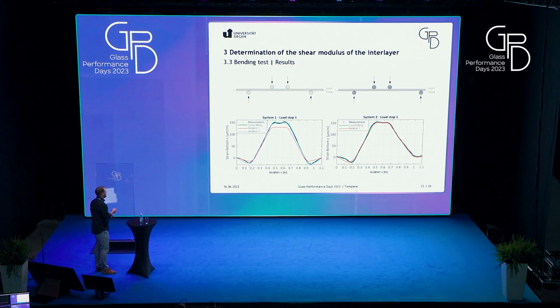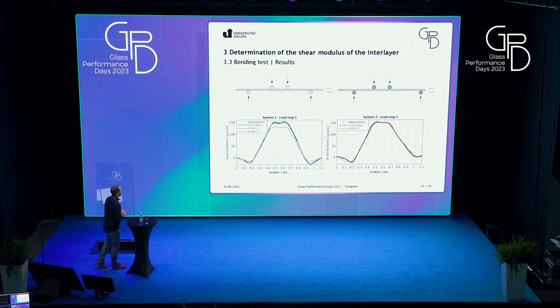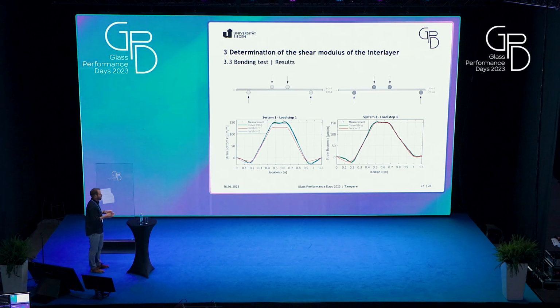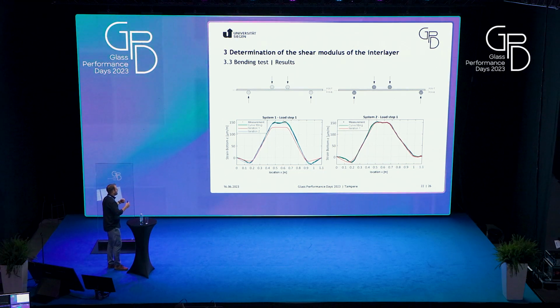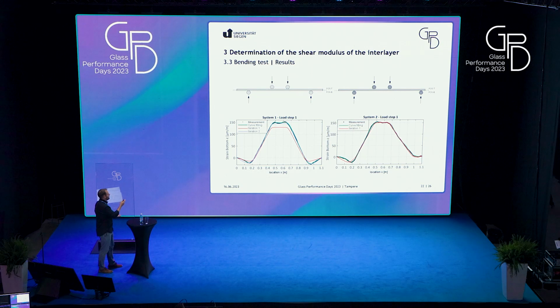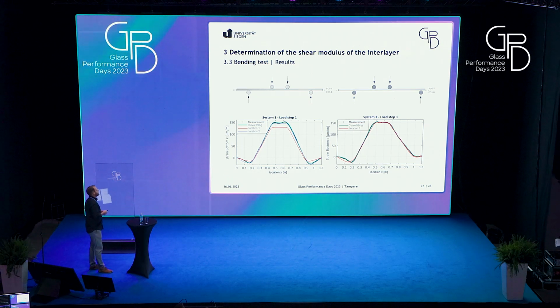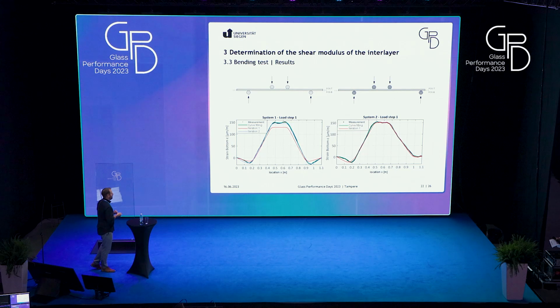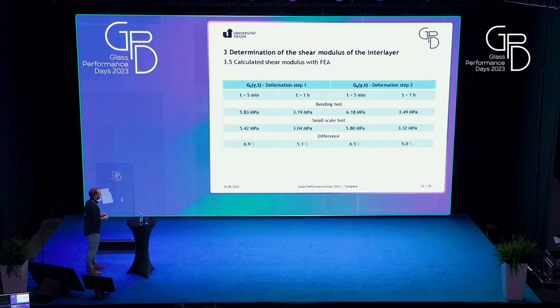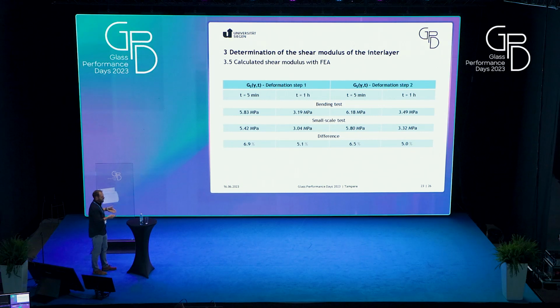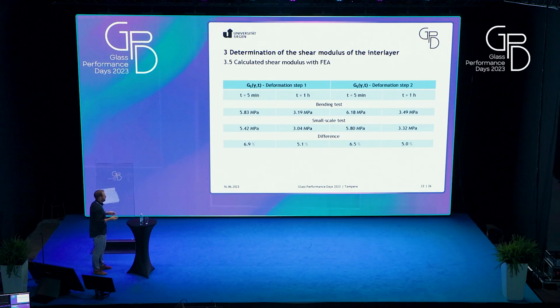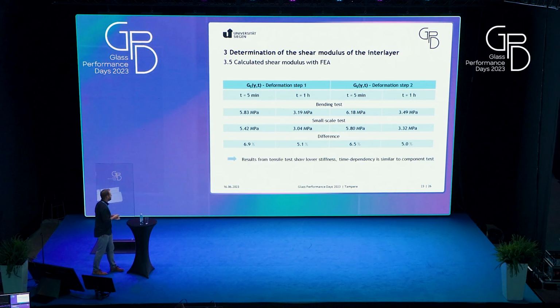On the left, we have the measurement in green, a dotted line, the first iteration with values from the small scale test, and in the second iteration, it's the blue line. And if we take the values from the blue line and give them to system number 2, the curve matches well. Okay. This table shows the difference, and what you can see is that there is a difference between the small scale test and the component test, but there's nearly no difference in the time dependence.